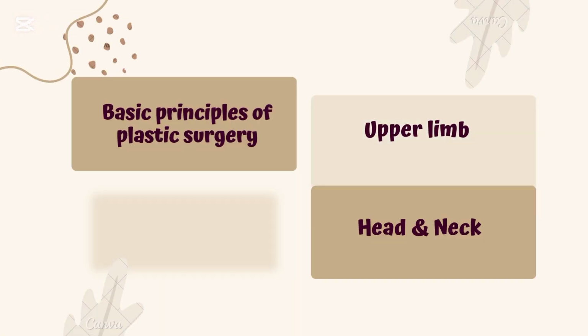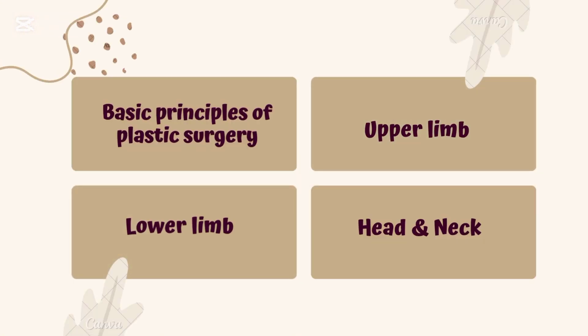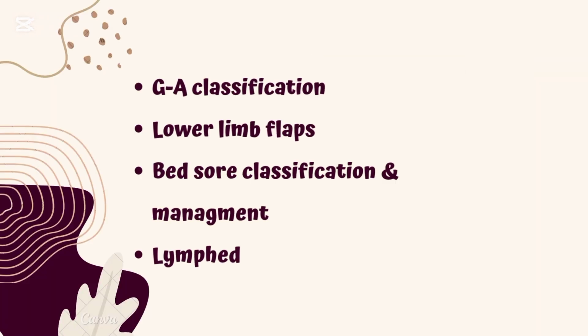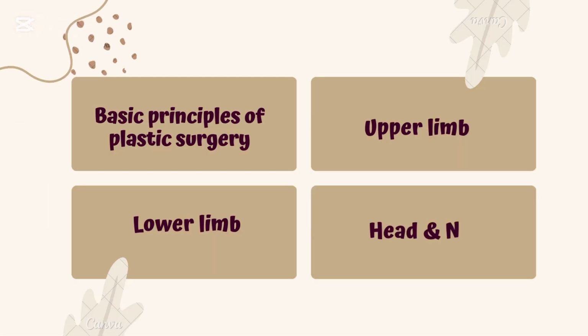In the third part, we will talk about the lower limb and the basics of lower limb reconstruction, including the Gustilo-Anderson classification, how to examine the lower limb, flaps, bed sores, and how to manage and classify bed sores, and some talks about lymphedema.